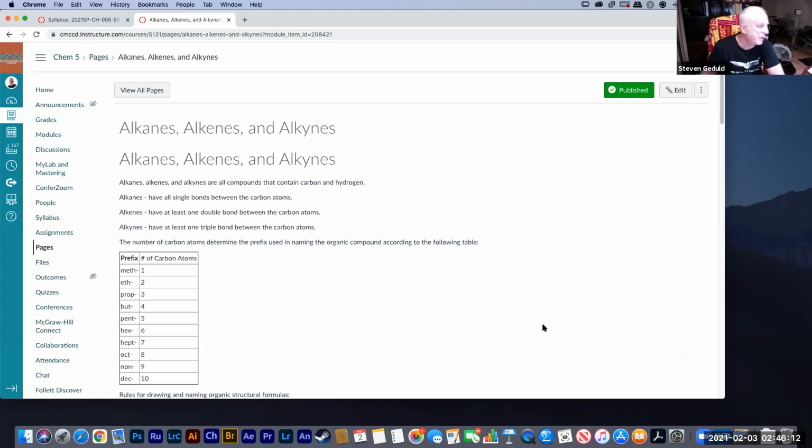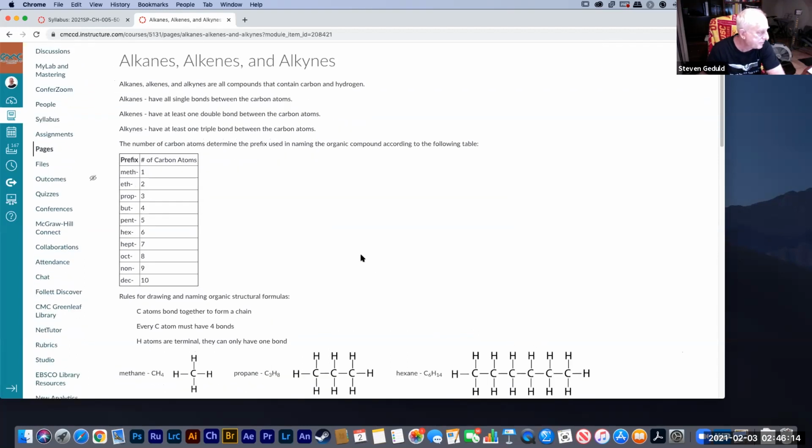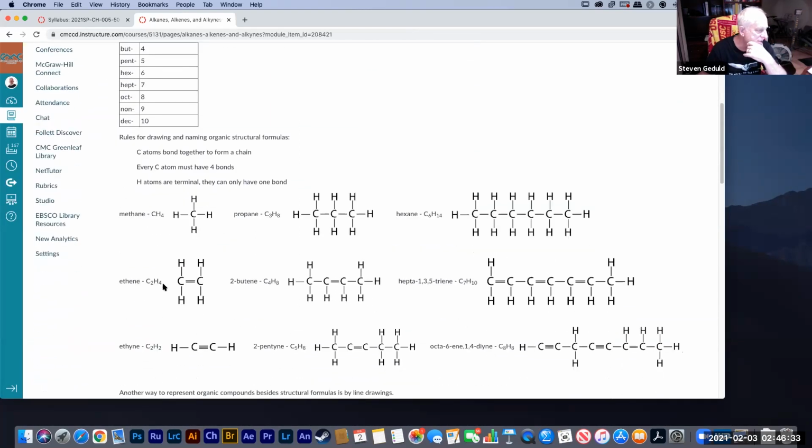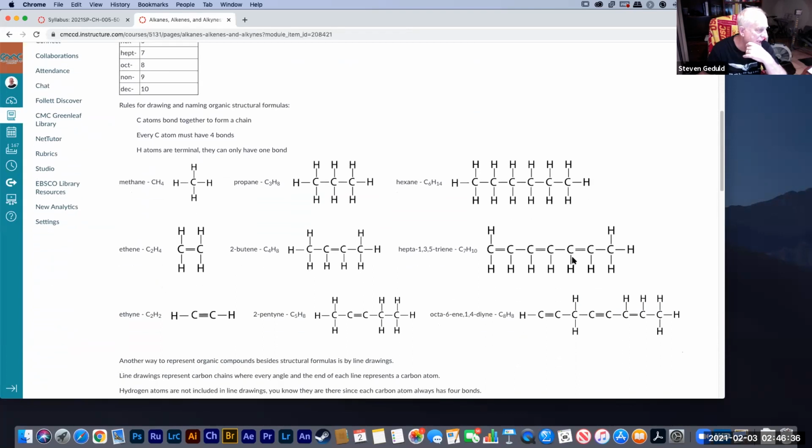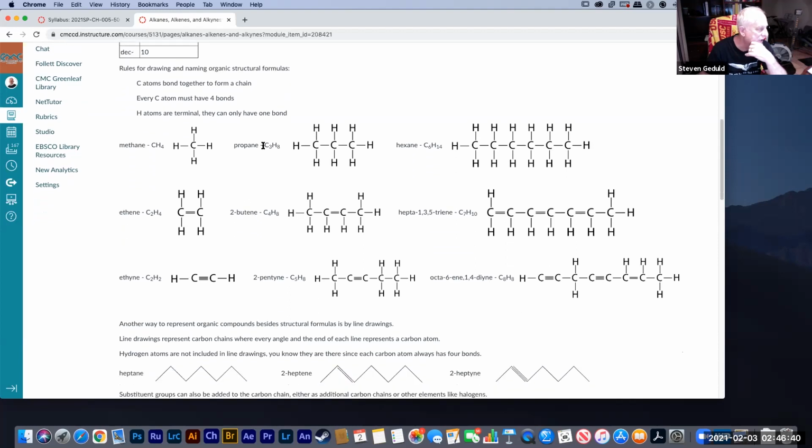And it goes through how we're going to name these things, what we're going to list. This is our naming chart. If there's one carbon, it's methyl or meth, ethyl, propyl, butyl, pentyl, hexyl, heptyl, octyl, nonyl, and decyl. Those are the first 10. Those are the prefixes we're going to use to tell us how many carbon atoms are in the compound. And I give you some examples of alkanes, alkenes, and alkynes, and how to name them.